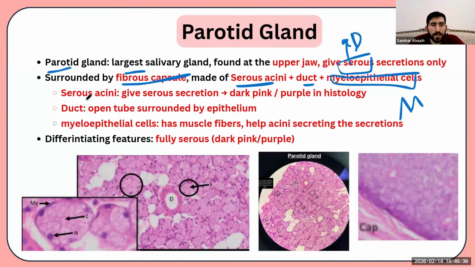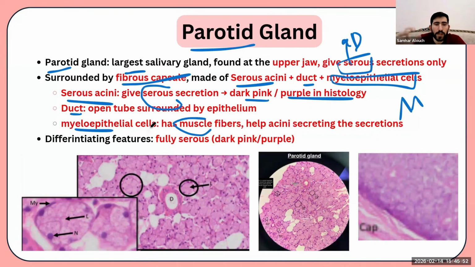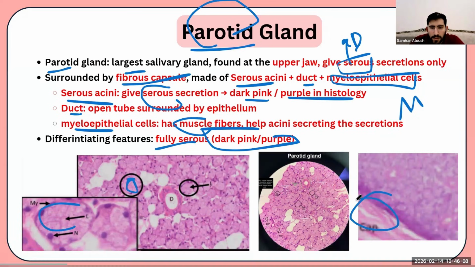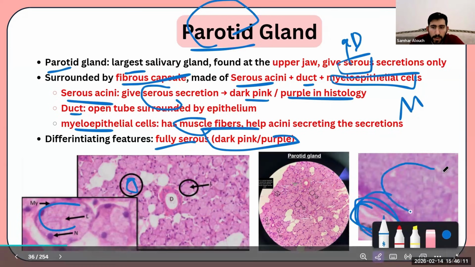So the parotid gland has a fibrous capsule and it has serous acini, which gives serous secretion, which is dark pink or purple. It has a duct and it has myoepithelial cells, which are muscle fibers that help the acini secrete. Why is it most predominant in the parotid gland? Because it's the largest. Now, it may give you a picture and ask what's the differentiating feature of the parotid gland: that it's fully serous. It's only made of serous acini, which is dark pink or purple. As you can see here, that's the dark pink acini. And this picture shows the fibrous capsule: this whole thing is the gland, and here is the fibrous capsule surrounding it.